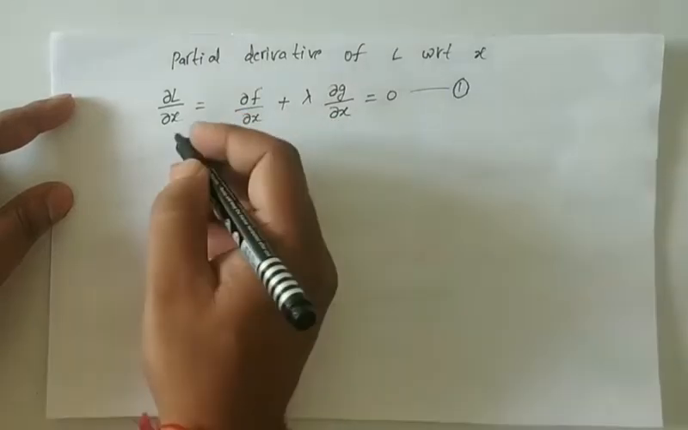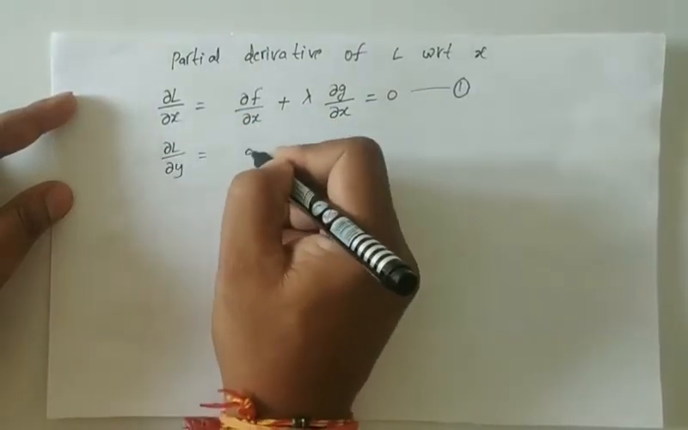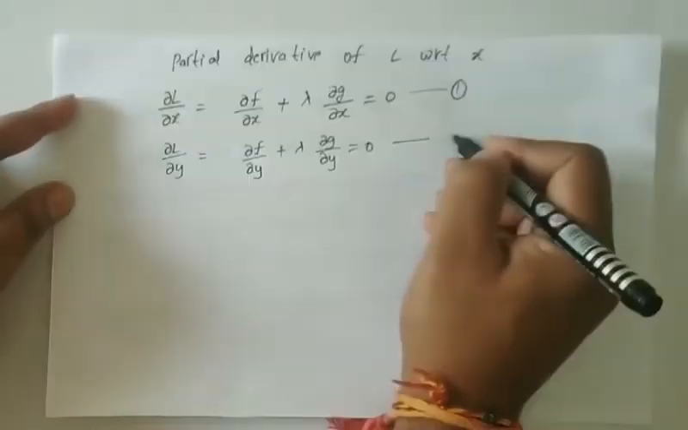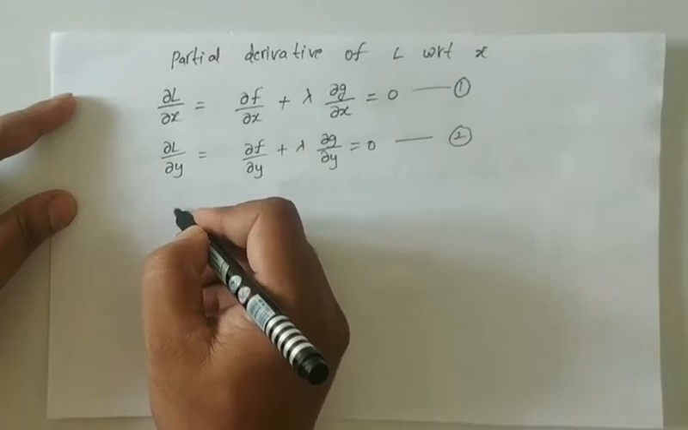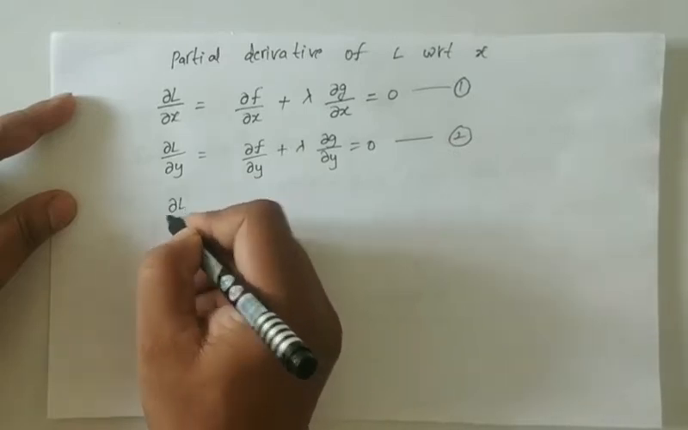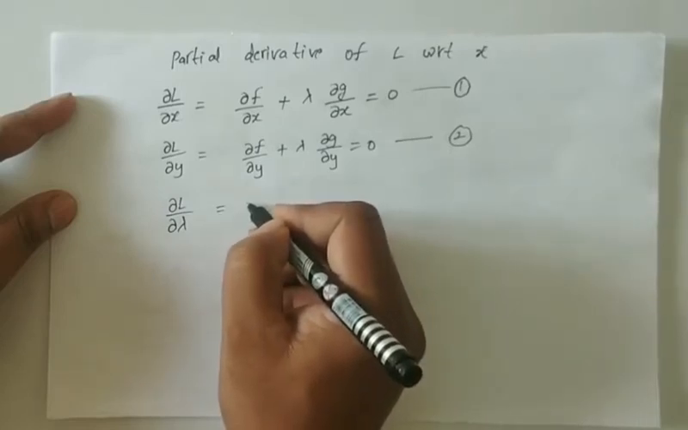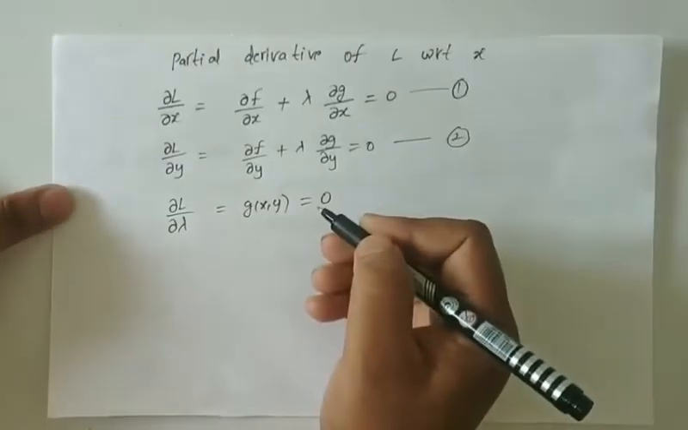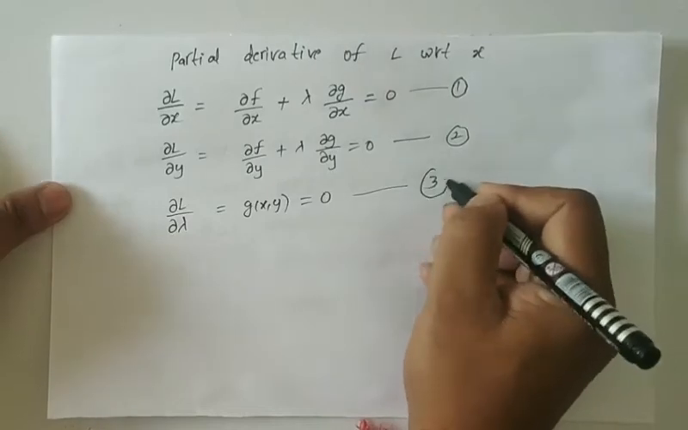Similarly, the partial derivative of L with respect to y, that is ∂L/∂y, is equal to ∂F/∂y plus lambda into ∂G/∂y, equal to 0. Let us name this as equation 3. Similarly, we have to take the partial derivative of L with respect to lambda. That means ∂L/∂lambda is nothing but g of x, y, equal to 0. Please check it.